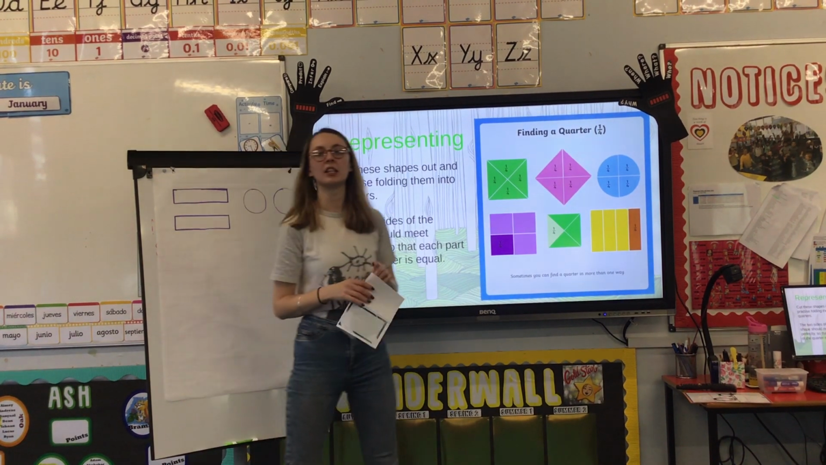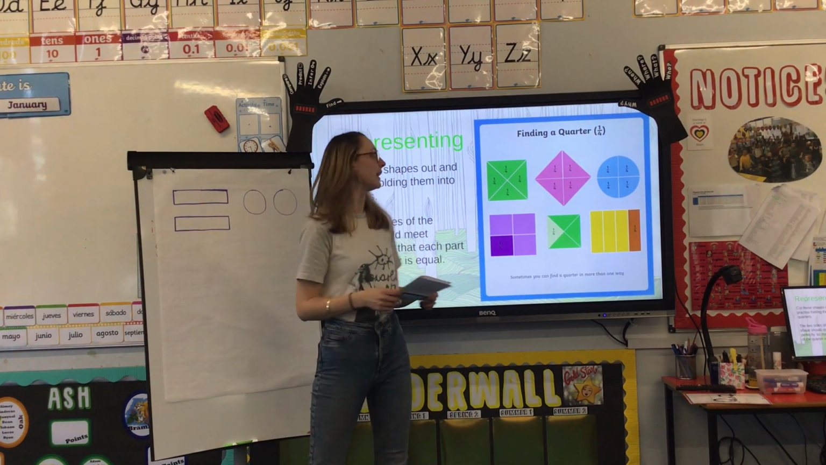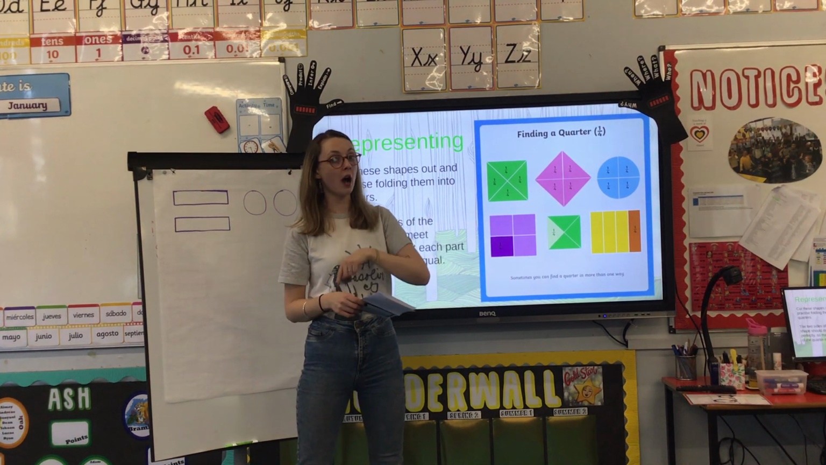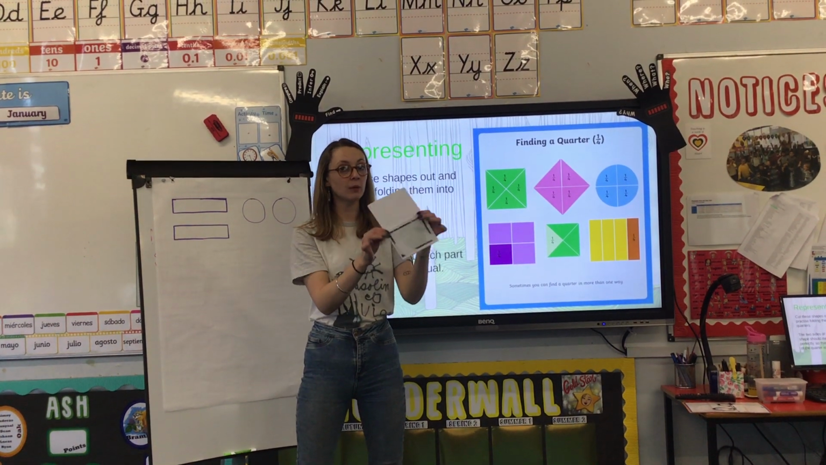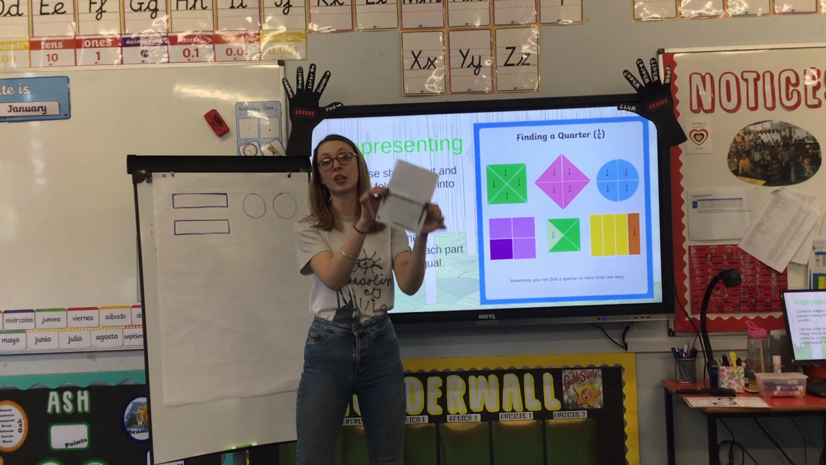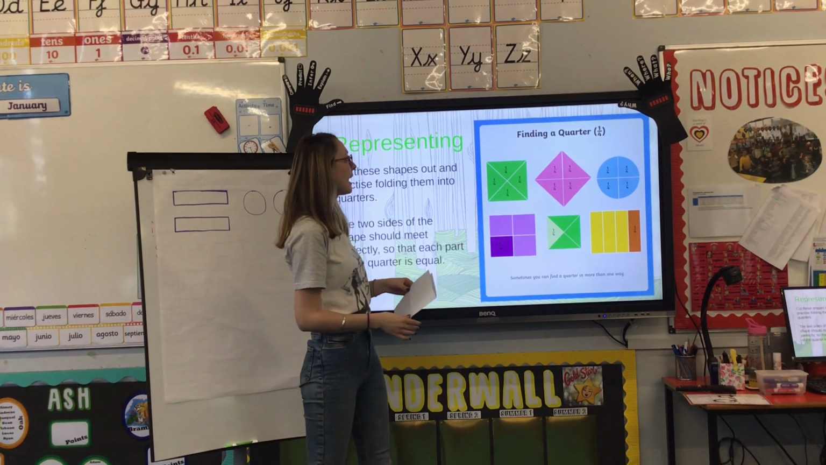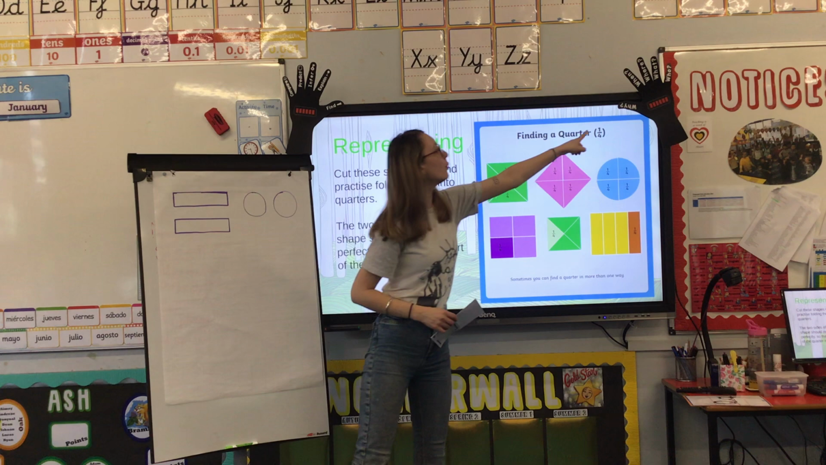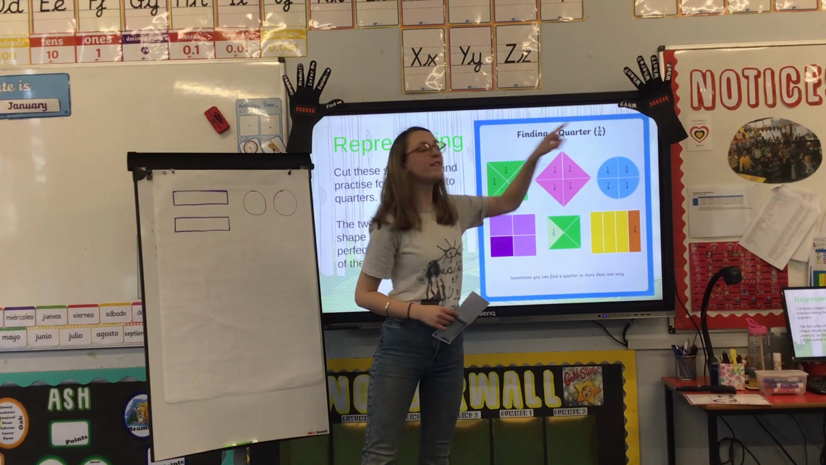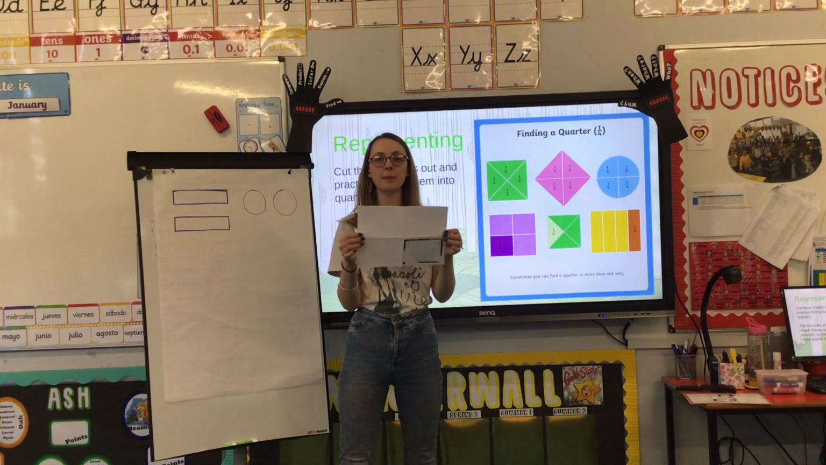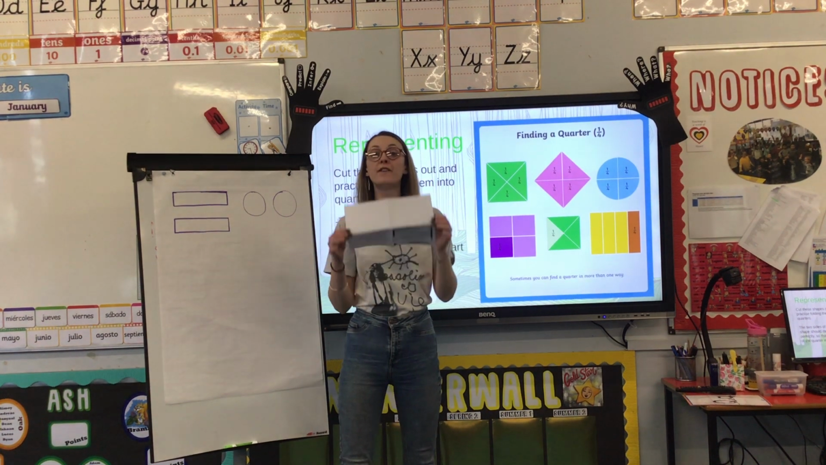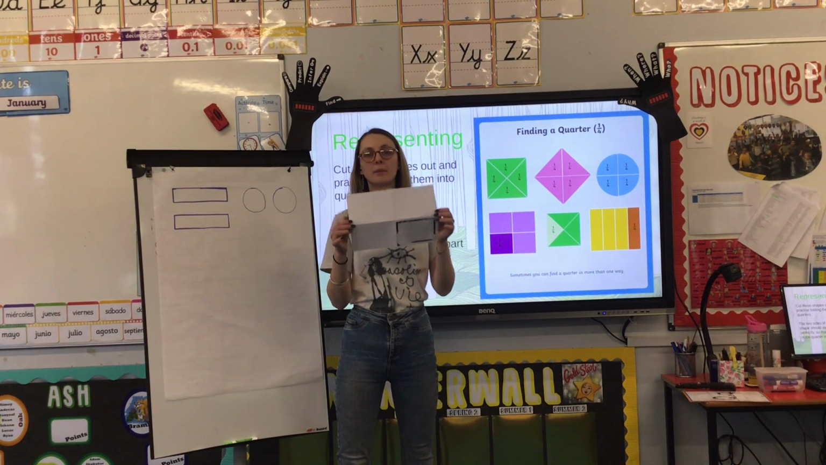The next one we're going to look at is finding a quarter. Now a quarter is a half of a half. So it's a good job we practiced folding into halves, because that is going to help us with our quarters. Now, a quarter is 1 out of 4. So that means that my piece of paper needs to be folded into 4 equal sections.